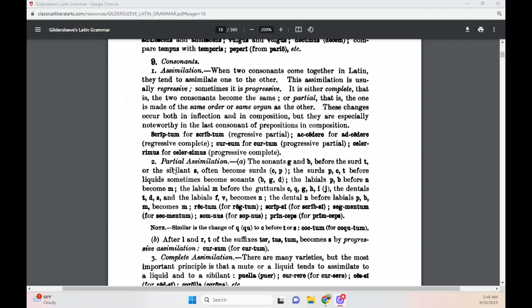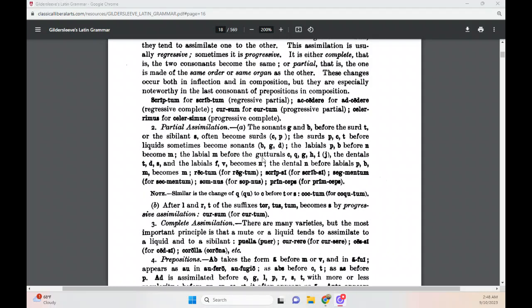Second, we have partial assimilation. And we've got a couple different examples. You can see letter A here shows one type of partial assimilation, and then down here you'll see letter B, which shows another type of partial assimilation. So let's just read this so we get a good idea of what this is about. The sonants ge and be before the surd te. Surd means voiceless. So these two voiced consonants before the unvoiced consonant te or the sibilant consonant s often become surds. So ge will become ke and be will become pe.